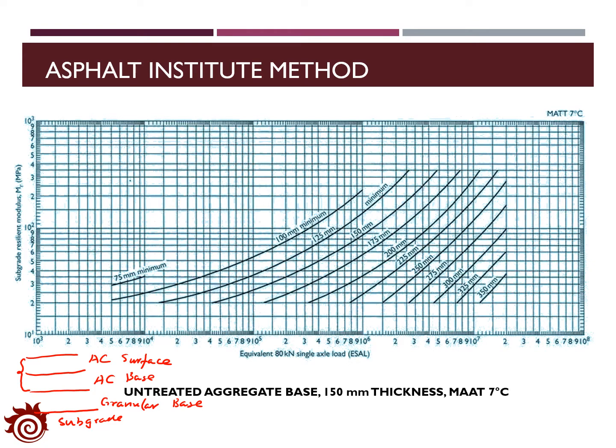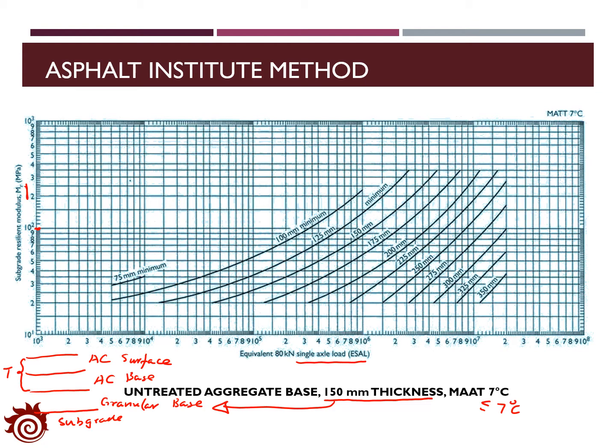This chart is actually applied for the deep strength pavement with 150 millimeter thickness of the granular base, and it's applied to the situation when the mean annual air temperature is less than 7 degrees, where we have to consider the frost effect. In order to identify the thickness of asphalt concrete layers, we have to know the resilient modulus of the subgrade MR and the designed ESAR for the pavement. With these 2 values, we can then identify the total thickness of asphalt concrete surface and base.